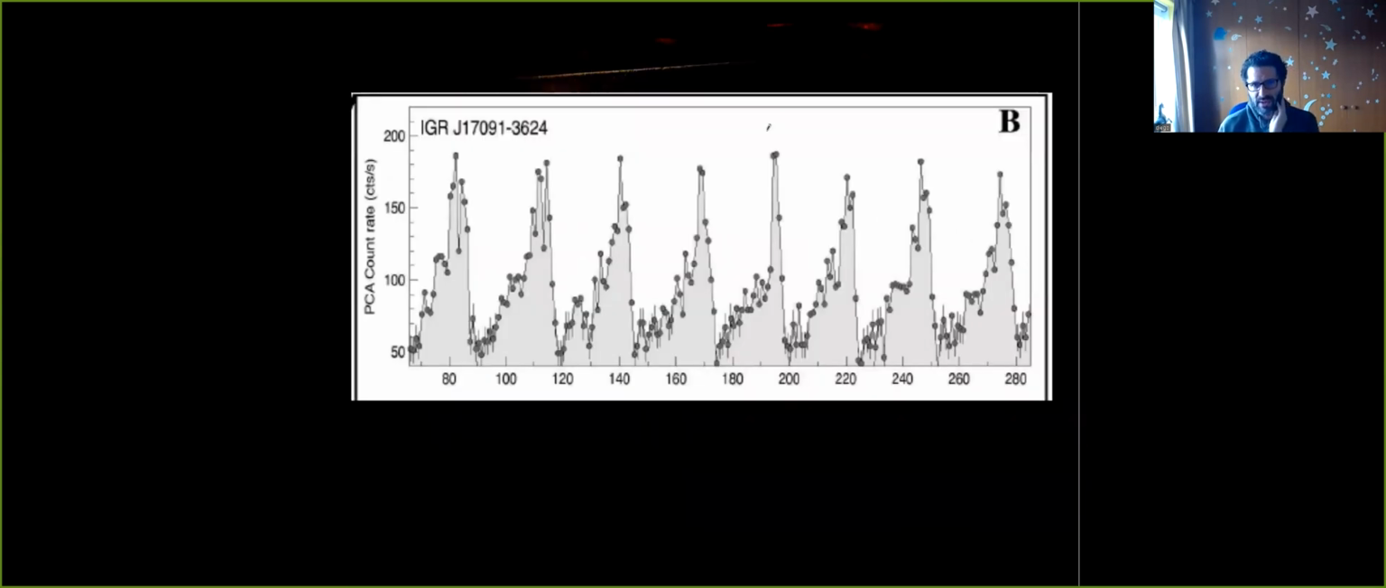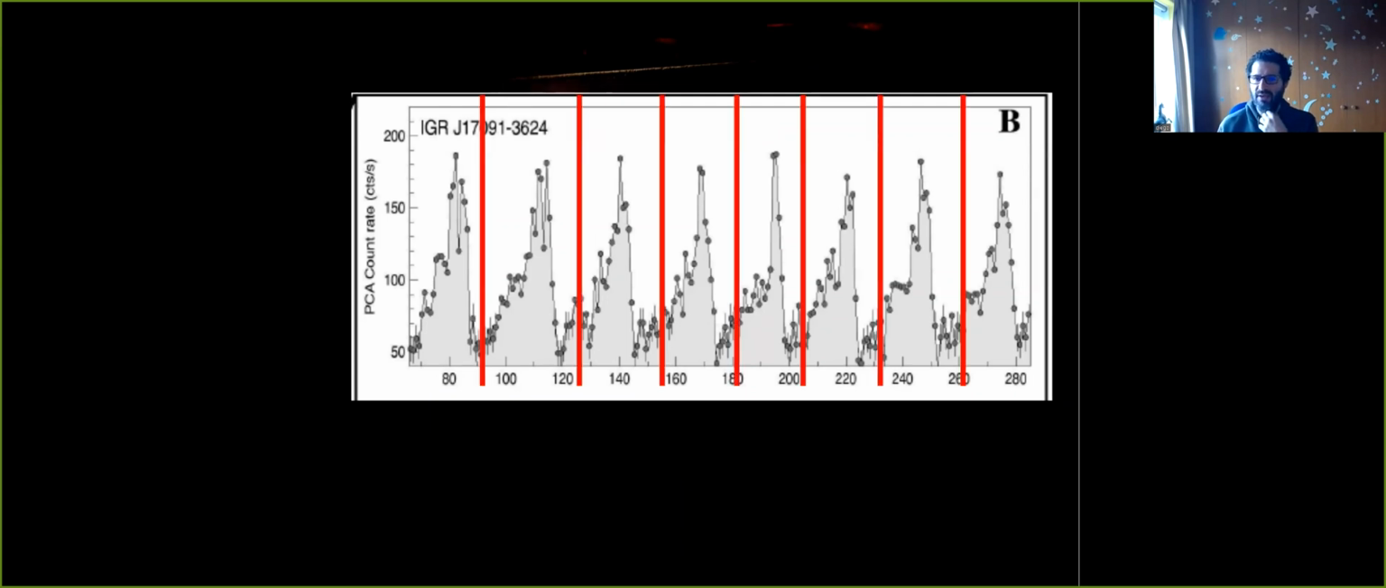So what you do is a technique called folding, and it has actually many names, but that's the one that I use. So you take the light curve, you calculate a period, you cut your light curve in that period, and as you can see there, it's not perfect, but it is what it is.